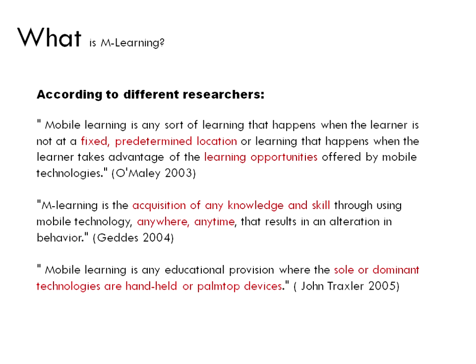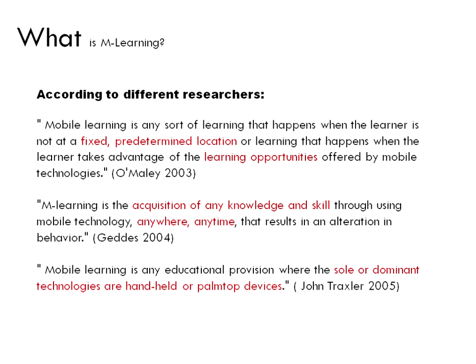So, let's see, according to different researchers, what do they think about mobile learning? According to O'Malley, mobile learning is any sort of learning that happens when the learner is not at a fixed, predetermined location, or learning that happens when the learner takes advantage of the learning opportunities offered by mobile technologies.